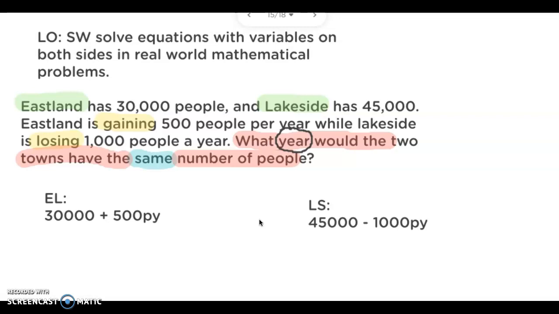So if I go back, it says Eastland is gaining 30,000 people. It doesn't say anything about years. Lakeside is losing 45,000 people. It doesn't say anything about years. But if you continue, it says Eastland is gaining 500 people per year. That lets me know this is where my variable is going to be, whether I want to use an X for it or a Y. Continue: while Lakeside is losing 1,000 people per year.